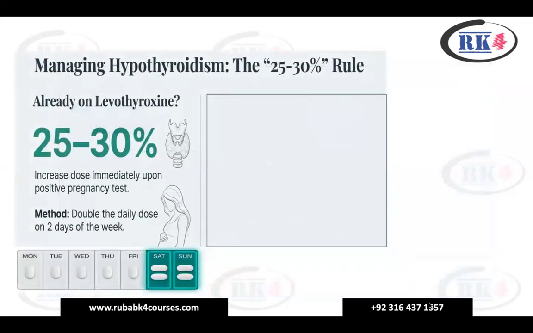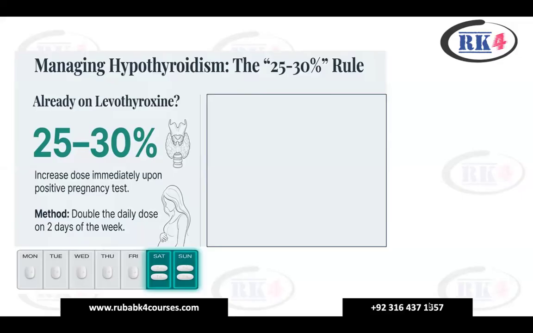Now, how to manage hypothyroidism? There is a very interesting rule mentioned in the guideline, which is called the 25-30 rule. When you come across a patient who has hypothyroidism and is already taking levothyroxine, so she's a diagnosed case, and now she's pregnant, what does the guideline say? The guideline says that you have to increase the dose immediately as soon as you get the positive pregnancy test. That should be approximately around 5 to 6 weeks of pregnancy. So a 25 to 30% increase in the dose. So they have given two ways.